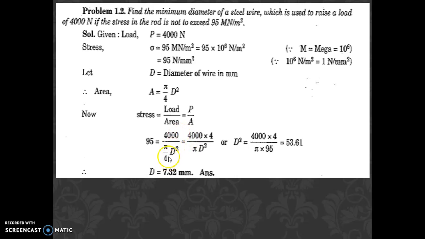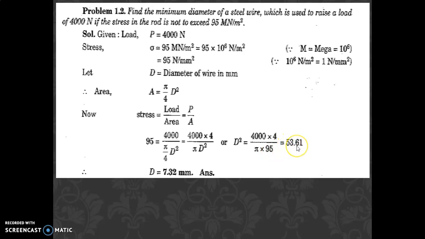You will have to simplify first. So this 4 which is in denominator will come into the numerator here. 4000 into 4 divided by pi d square. If we simplify here, the d square, this 95 will come in the denominator. This will become d square is equal to 4000 into 4 divided by pi into 95.